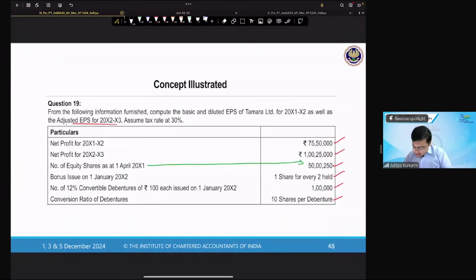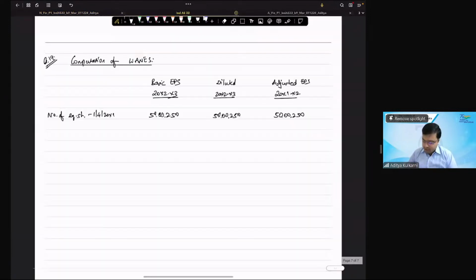Now, bonus is being issued on 1st January 20x2. One share for every two held. So bonus shares 1:2 के रेशियो में how much is it? इसका half. So 25 lakh 125. Is it okay? Yes, sir. All clear? Yes, sir. ठीक है, so 25 lakh 125.